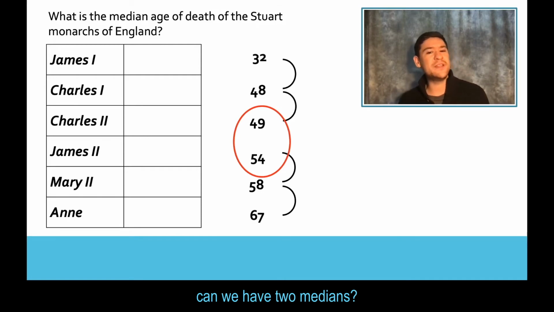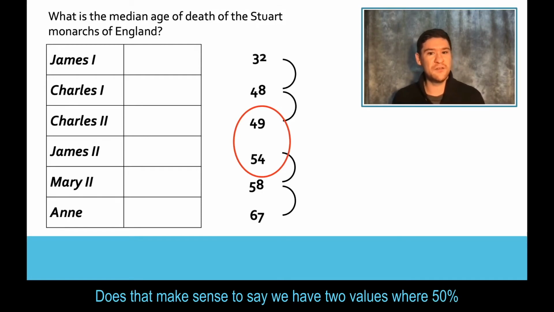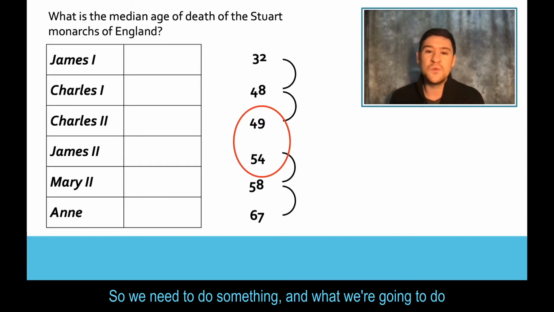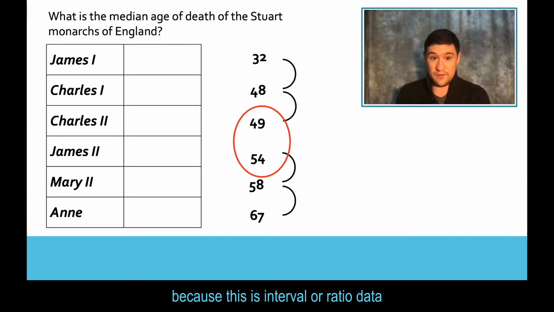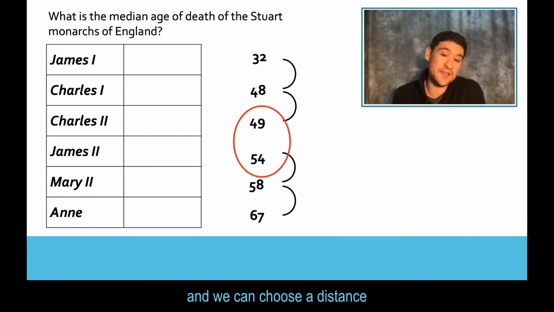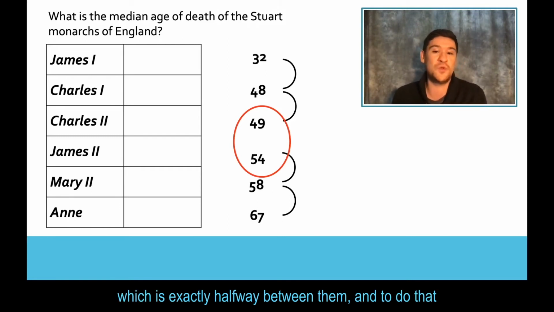Can we have 2 medians? Does that make sense to say we have 2 values where 50% of the data lies beneath it and 50% of the data lies above it? No, it doesn't. So we need to do something. And what we're going to do, because this is interval or ratio data, we actually have a distance between those 2 values, and we can choose a distance which is exactly halfway between them.